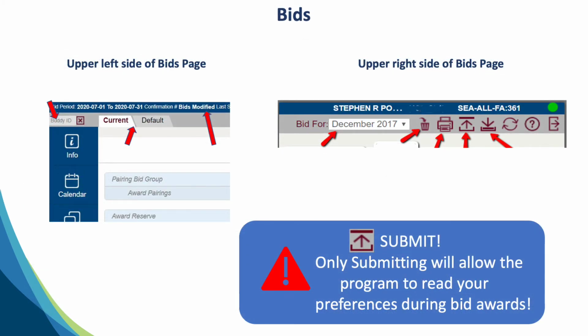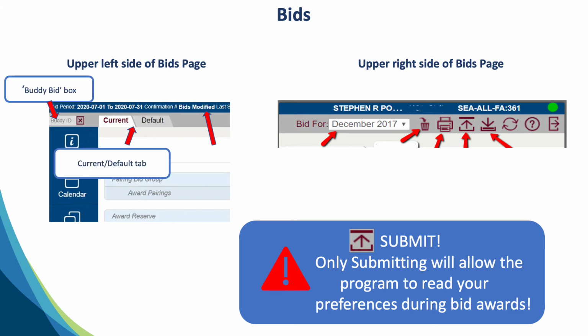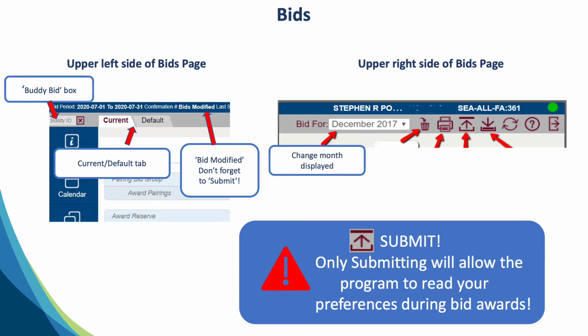These are some of the icons you will find on your bid page. In the upper left side, you will find the Buddy Bid box, Current and Default tabs, and the term Bid Modified, which should remind you to submit. On the upper right side, you have the Change Month display, Delete All icons, and it really does delete it all, the Print icon, Submit icon, and Save icon.